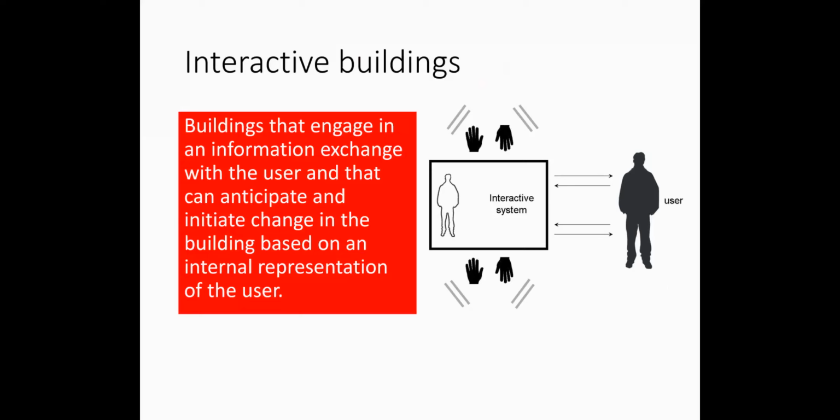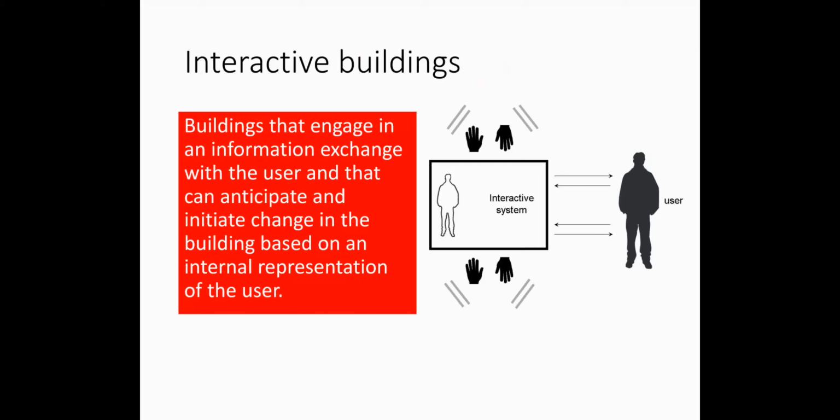So what then is an interactive building? What is the key distinction that sets interactive buildings apart from all of these other types and terms that we saw just now? For me, the crucial difference is that there is a dialogue between the system and the user. An interactive building engages in a meaningful information exchange with the user, and it can anticipate and initiate change in the building based on some internal representation of that user, on some understanding of what the needs of the user are.